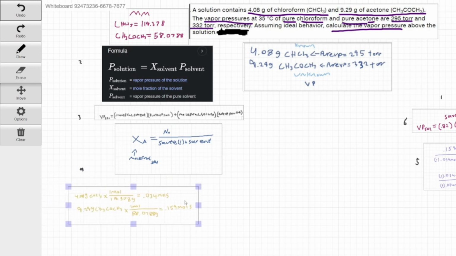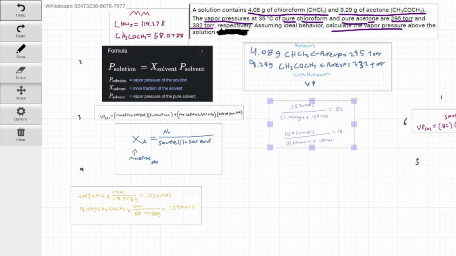Okay, let's figure out what our moles are so we can compute this, which right here we have a stoichiometric formula. And we get 0.034 moles and 0.159 moles. Now let's put that in the mole fraction formula, which is right here. Okay, we have 0.159 moles divided by the total, and we have 0.82, and then for the other side we'll have 0.18.